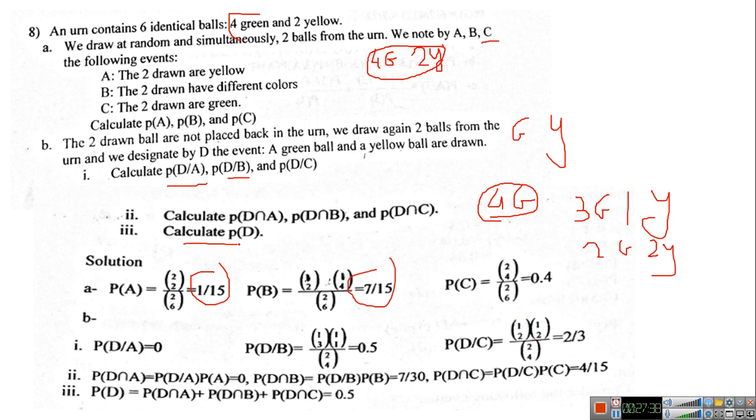Certainly now they're going to ask us at the end P of D. But before doing P of D, they told us to find these two, so that to tell us you must do total probability. P of D intersecting A is P of D knowing A times P of A, which is 0. P of D intersecting B is P of D knowing B times P of B. P of D intersecting C is P of D knowing C times P of C. And to deduce P of D, you make the sum of all of these that you have here, and you have the answer.